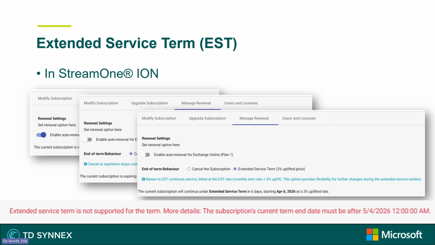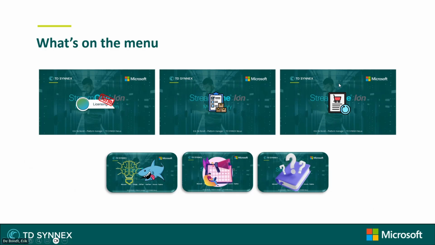So that remains, but you can already click it on if you would like to test it on an existing subscription that stops May 5th or later, then you can take advantage of the 3% uplift with the extended service term. Okay. Clear questions on this one? Let me check.